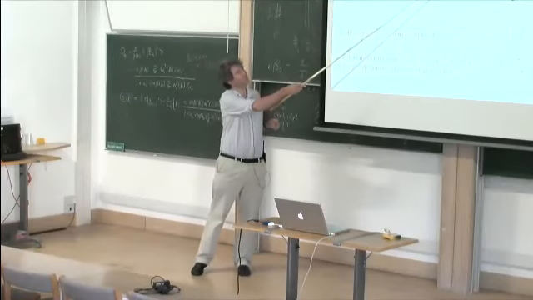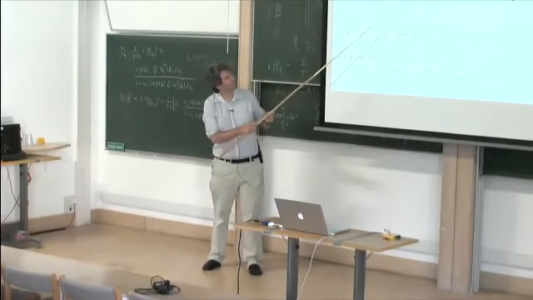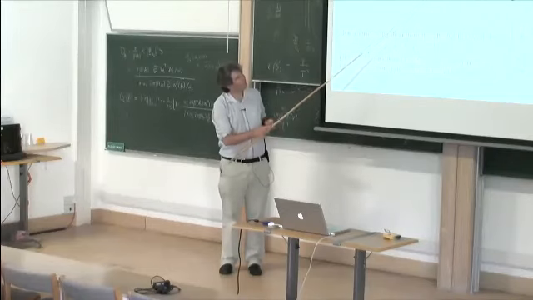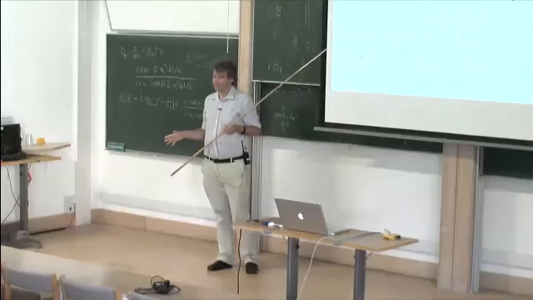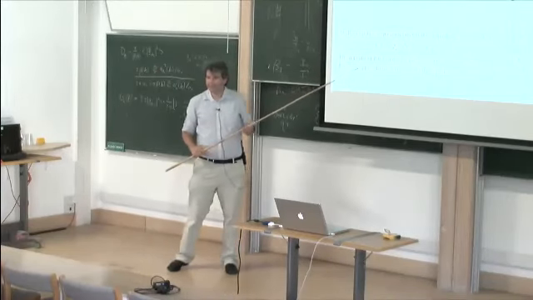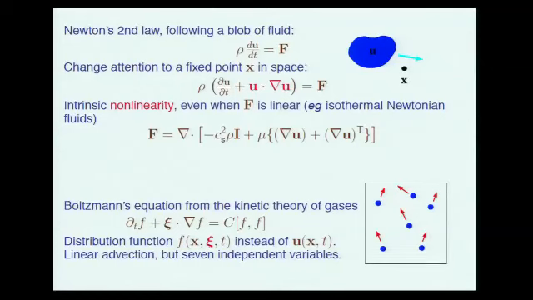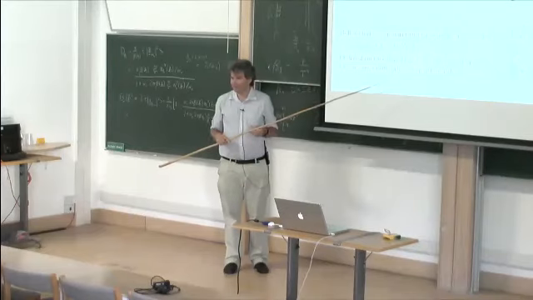So even if this force is linear, as it would be if we had an isothermal Newtonian fluid, so the pressure is linear in the density fluctuations and the viscous stress is linear in the velocity gradient, we get something that's nonlinear because of the u dot grad u. Whereas if we go to a kinetic description, so instead of thinking about fluid density, fluid velocity, I've got lots of particles, each of which has a velocity vector attached to it. And then I've got a distribution function that lives in a bigger phase space, so it depends on position, velocity, and time, instead of just position and time. But the attraction is that the Boltzmann equation gives me linear advection. All the nonlinearity gets bundled into the collision term. But the price of that is going to a function of 7 independent variables rather than 4.